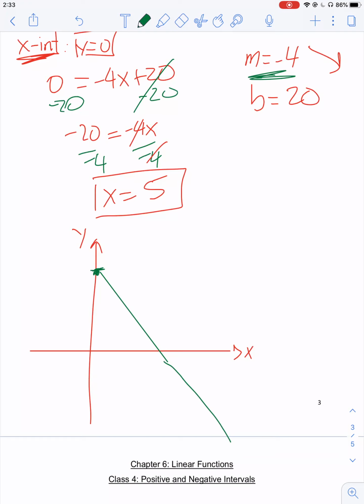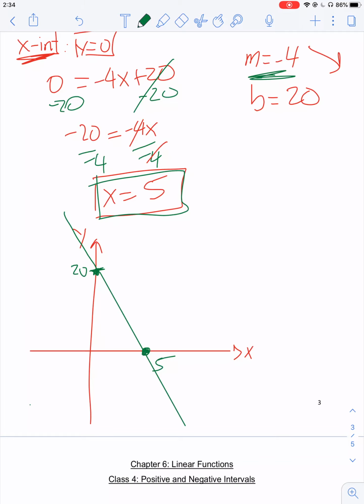So my function looks, actually, you know what? My function looks something like this, okay? So something like this, let's say. And this is the point, right? This is my x-intercept. It's this point over here, right? So x is equal to 5. And this is the point where y is equal to 20. Okay, so this is a quick sketch of the function.